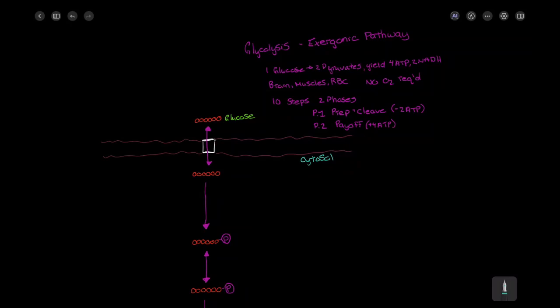Glycolysis is an energy conversion pathway, and the primary goal is to break down 1 glucose into 2 pyruvates, generating a yield of 4 ATP and 2 NADH. The pathway is exergonic, releasing energy to drive ATP synthesis.